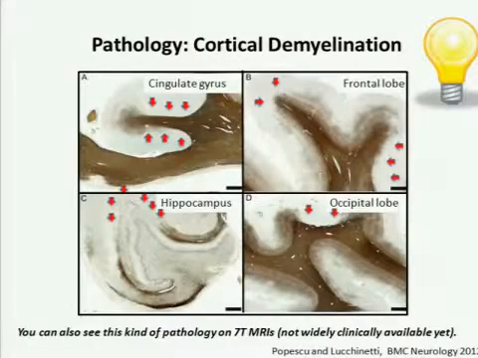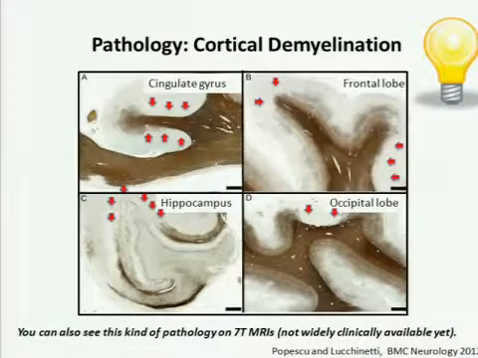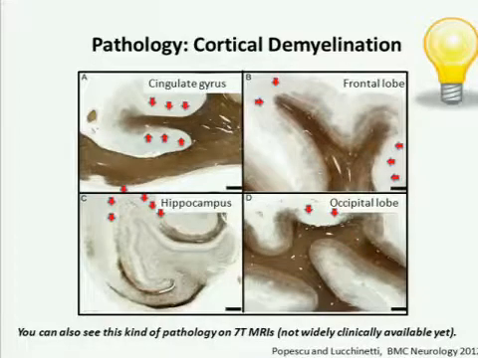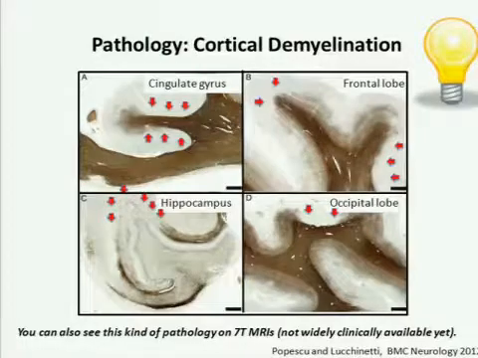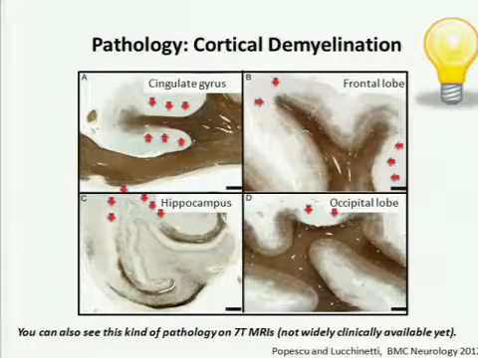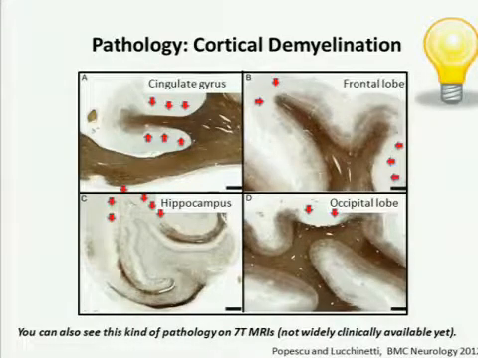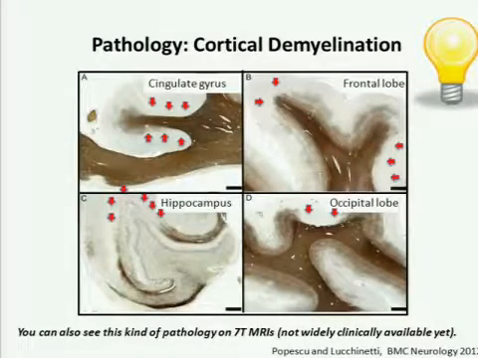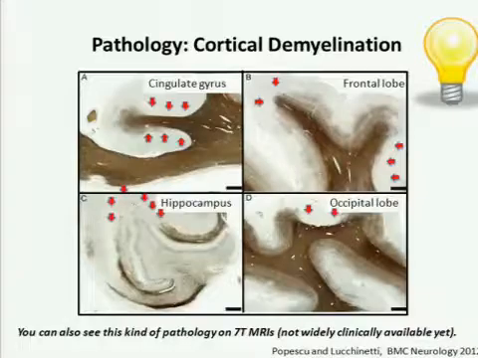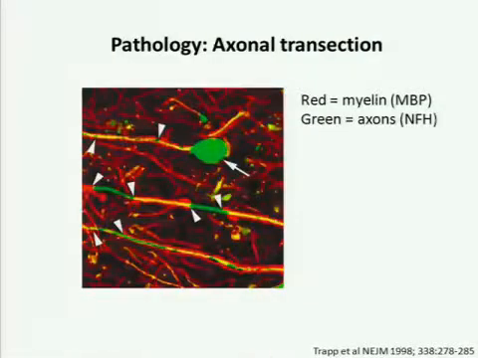For a long time, MS was thought to be a white matter disease, but more recent studies have certainly demonstrated that cortical demyelination is quite prevalent, and it may actually occur earlier than the other lesion distributions. You can see this kind of pathology on 7T MRIs, but those have research application, not so much clinical application at this time. And they're relatively uncomfortable for people to go through too.